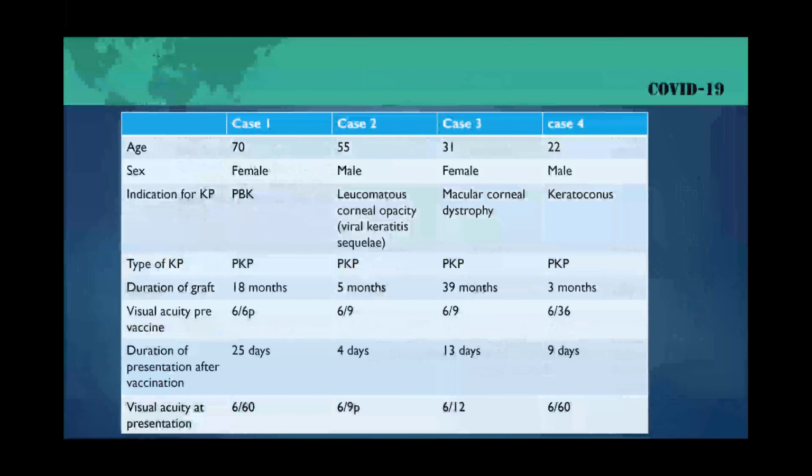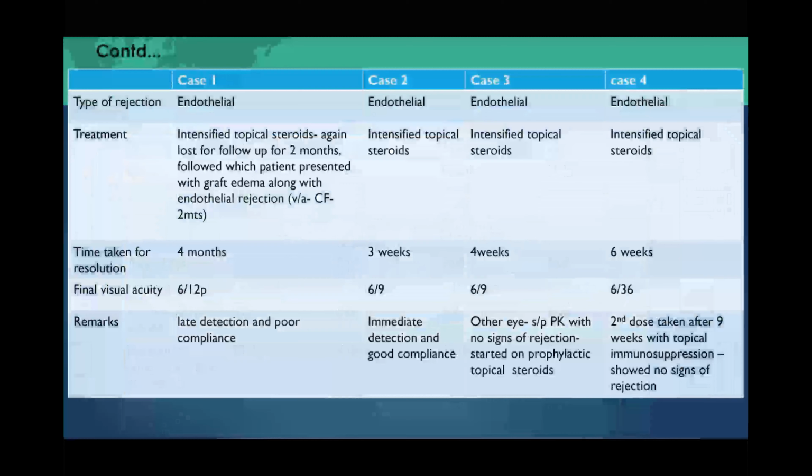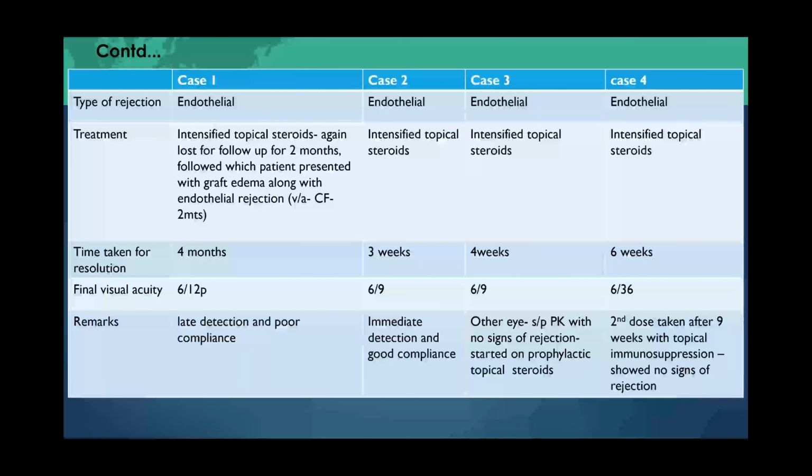And the last case, he had undergone PKP for keratoconus, and his graft duration was 3 months, and his visual acuity was 6/36. He presented to us 9 days following the vaccination, and his visual acuity was 6/60 during presentation. He also resolved within 6 weeks of the initial presentation, improving to 6/36 with a clear graft. And he also took the second dose of vaccination 9 weeks following the resolution with prophylactic topical immunosuppression, and so far there are no signs of rejection.